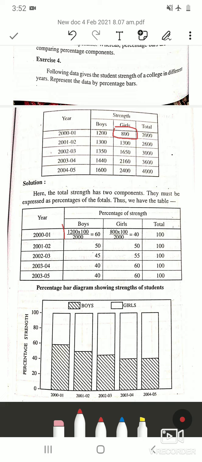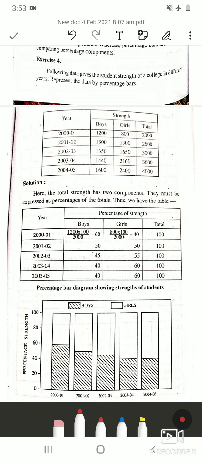So to get the percentage strength of girls, it will be 800 into 100 divided by the total strength, which is 2000, which turns out to be 40. And when you add these two, it should be equal to 100 because we are showing it in terms of percentages. If one component is 60%, then the other must definitely be 40%. Both together will add up to 100%.